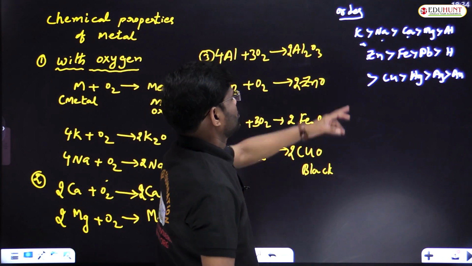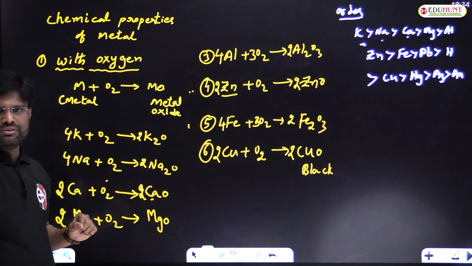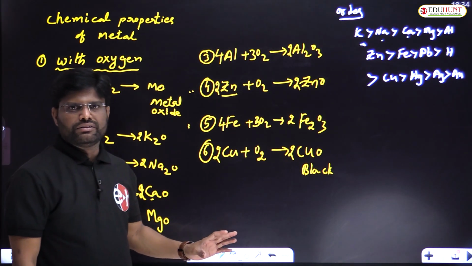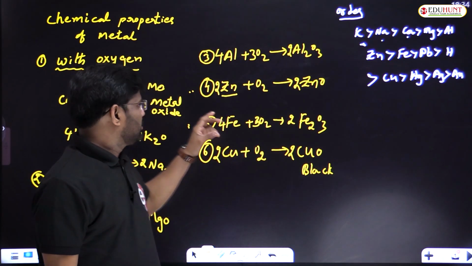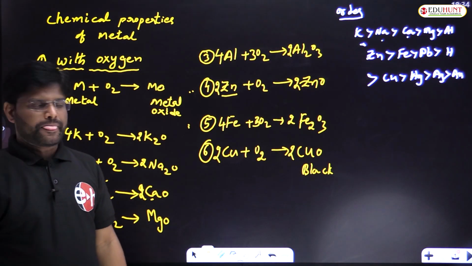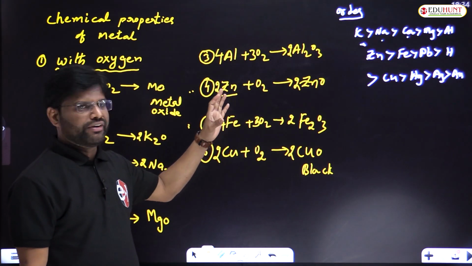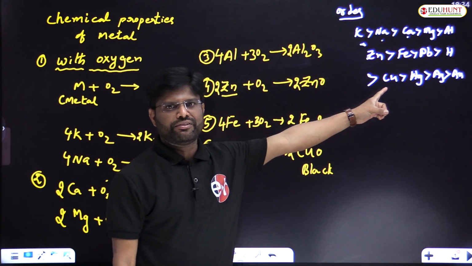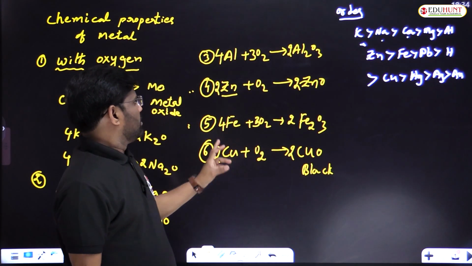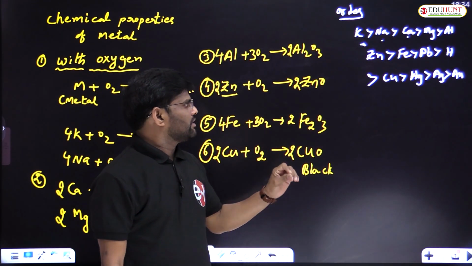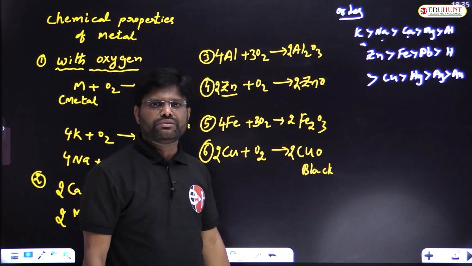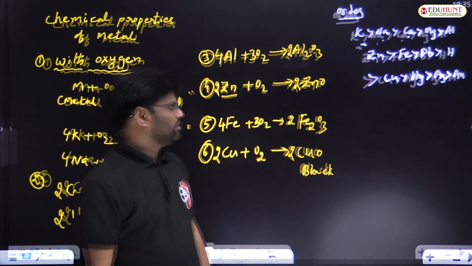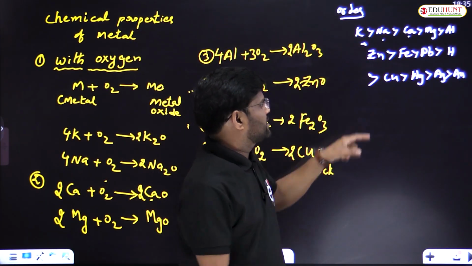See here, sodium and potassium are highly reactive towards oxygen, and calcium and magnesium are less reactive with oxygen than sodium and potassium. Next, aluminium and zinc are very less reactive than calcium and magnesium, according to the order of the reactivity of the metals. Next, zinc does not react with oxygen directly, so zinc is less reactive. That's why when zinc is heated in the presence of oxygen, you will get zinc oxide. It is a moderately reactive element, so it is there in the middle.